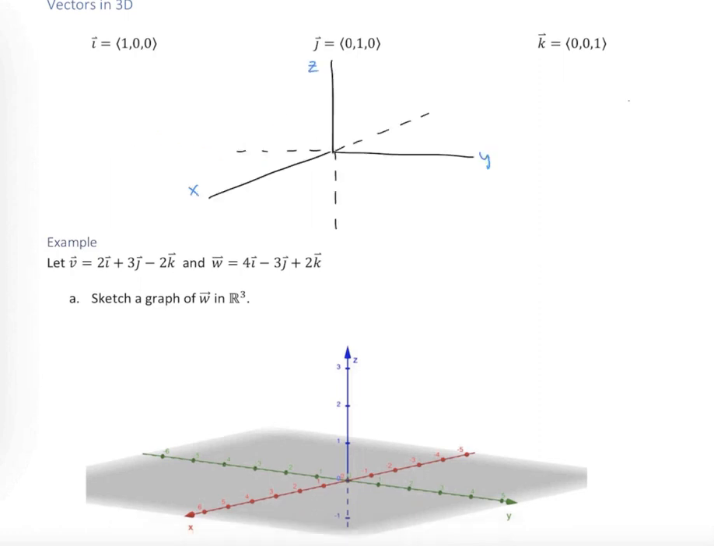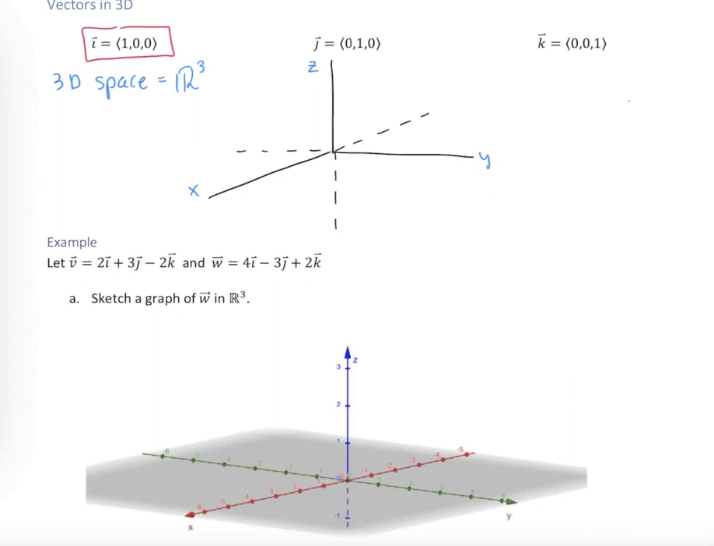We can and will refer to this three-dimensional coordinate system as R3. Basically, R3 is the symbol that we use for three-dimensional space. Okay, so now we're going to graph our standard basis vectors, and we'll start off with the i vector.